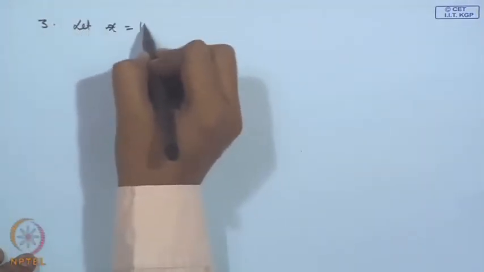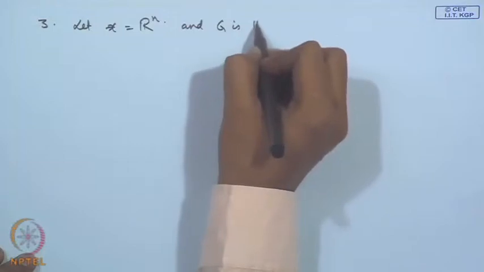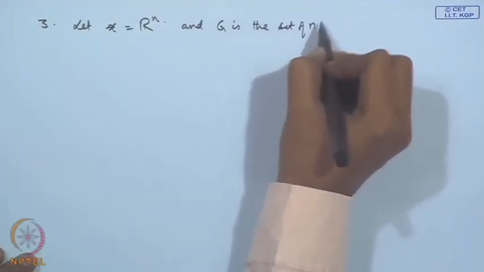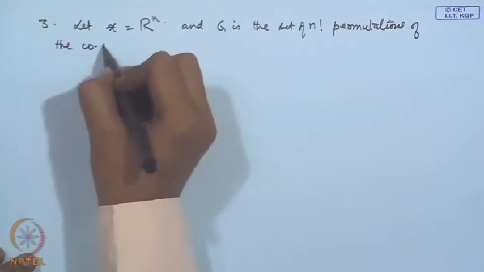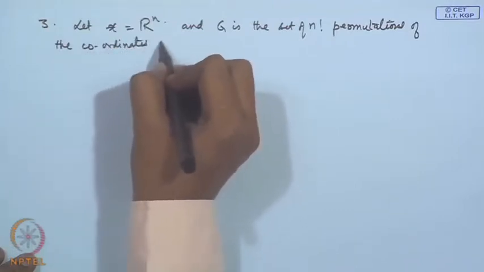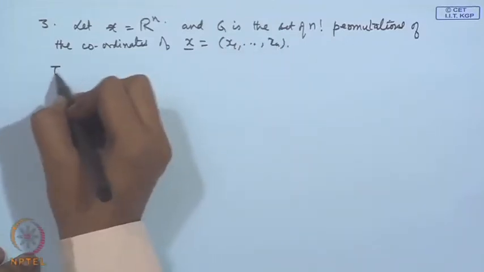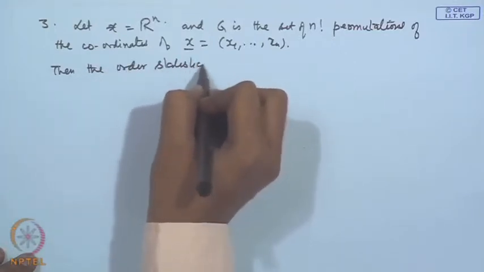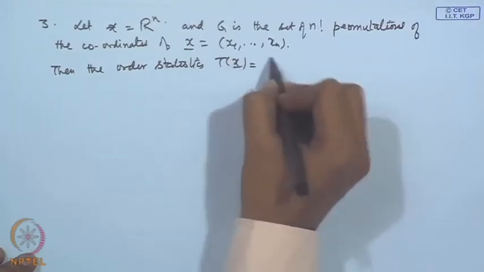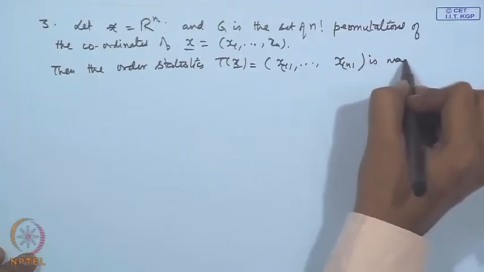Let X be n-dimensional Euclidean space and G is the set of n factorial permutations of the coordinates of x. Then the order statistics T(x) = (x_(1), x_(2), ..., x_(n)) is a maximal invariant.